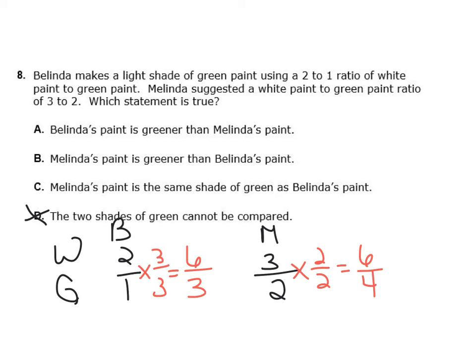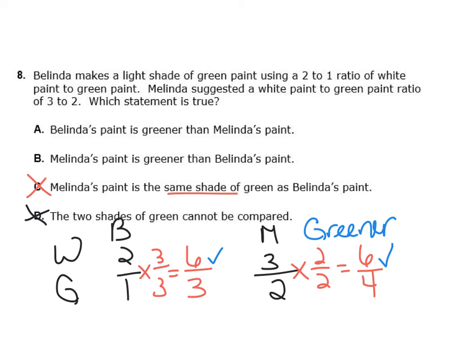So if they were the same shade, then those ratios would be the same. So now I know C is wrong. Now I'm going to look at the 2 ratios. If we have the same white amount and Belinda's has 3 green and Melinda's has 4 green, then the one that has more green in the white is going to be the greener one. So in this case, Melinda's is greener than Belinda's.